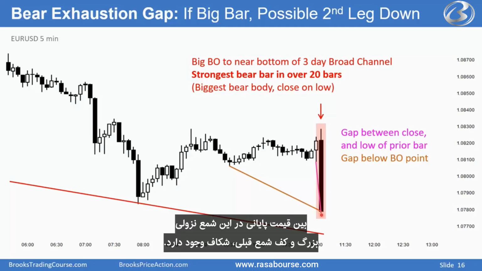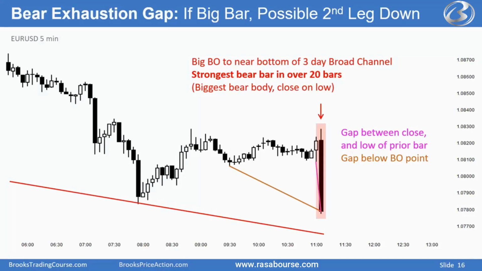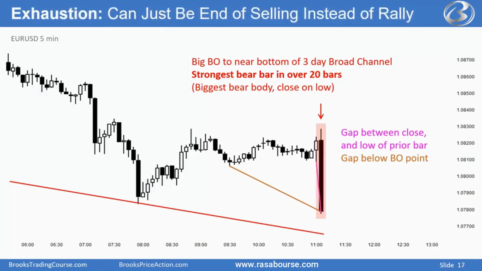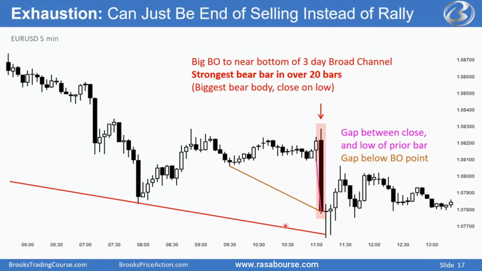At the close of this bar, we have a gap between this close and the low of the prior bar, this close and this breakout point, and it looks like there's even a gap between this close and that breakout point. Weak follow through, a big doji, the market reversed up. Although you cannot see it, this is the bottom of a channel, maybe a wedge bottom.